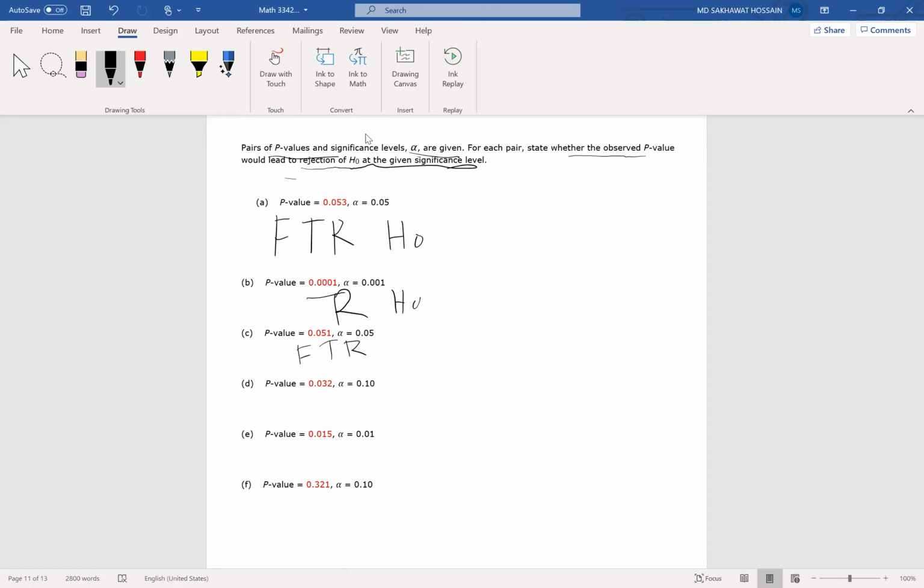Yes, FTR. So how about part D? Part D, be careful. Alpha is not 0.01. This is 0.10, right? Yeah, so we reject. So how about part E?